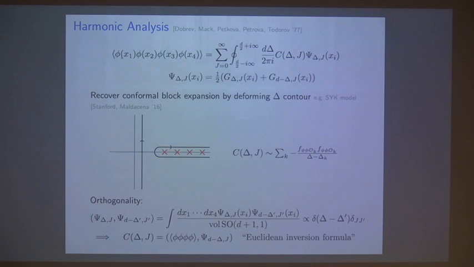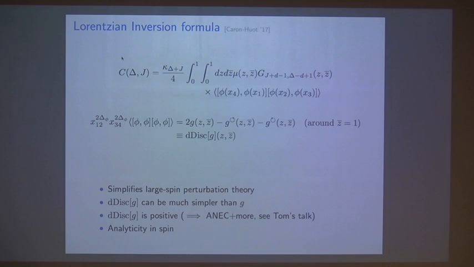The Lorentzian inversion formula is another expression for C of delta j that's different from the Euclidean inversion formula in some important ways. The statement is that C of delta j is equal to some factors, which turn out to be just some gamma functions, times an integral of cross ratios over a square, times a funny conformal block where spin and dimension have been swapped with each other, times not the four-point function, but a double commutator of the four-point function. This double commutator is some linear combination of analytic continuations of the four-point function.